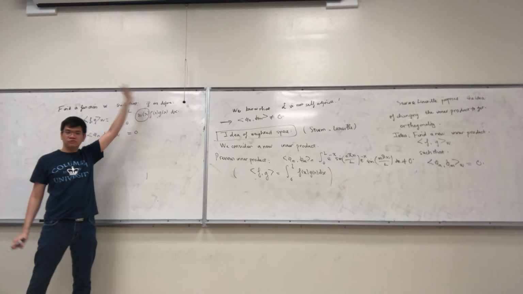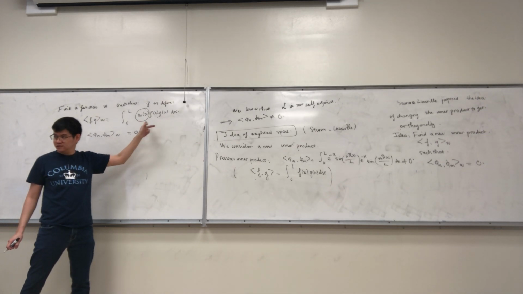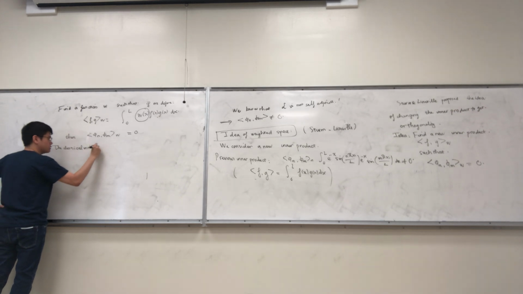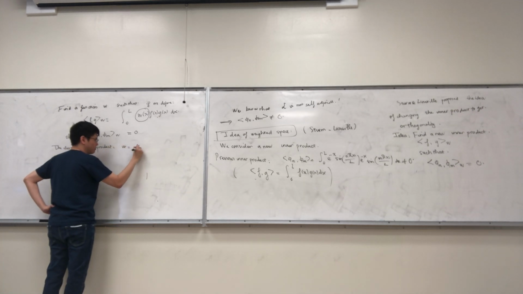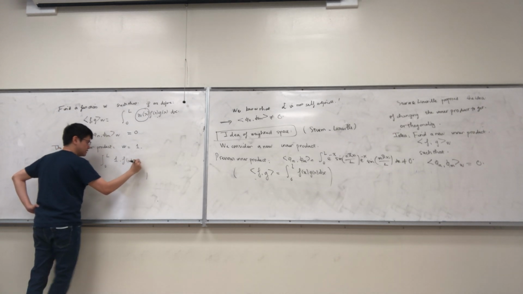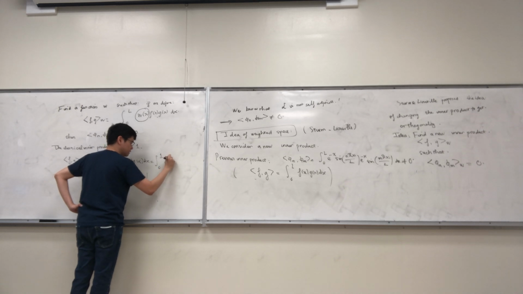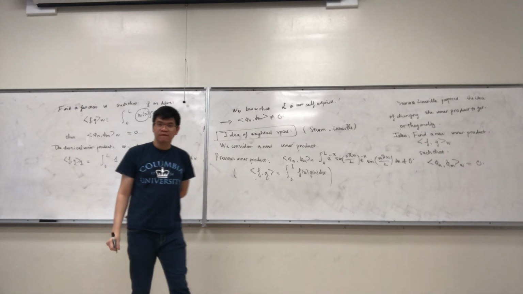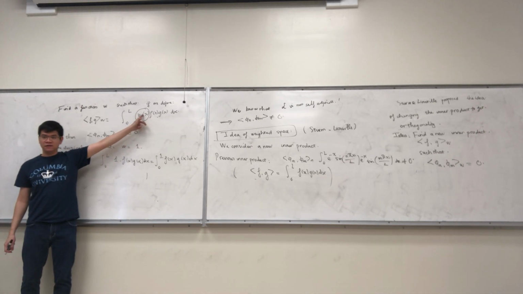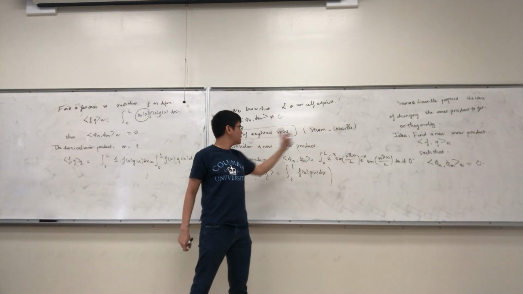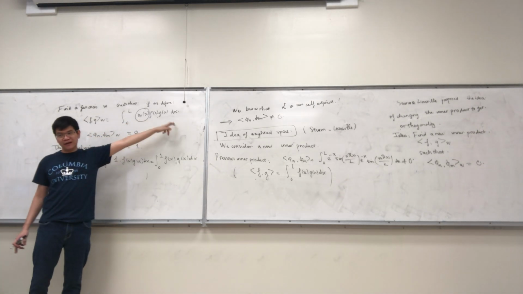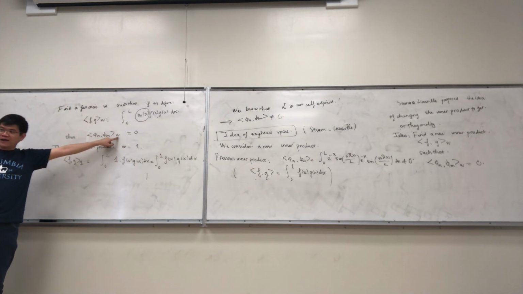The classical inner product corresponds to the case where W is 1. So the inner product of f and g with weight 1 will be the integral from 0 to L of 1 times f(x) g(x) dx. Alright? So the idea is very simple. You multiply the classical inner product with a weight, W. This is the so-called weighted space, weighted inner product. So when you multiply this weight into the classical inner product, you're going to have orthogonality, right?